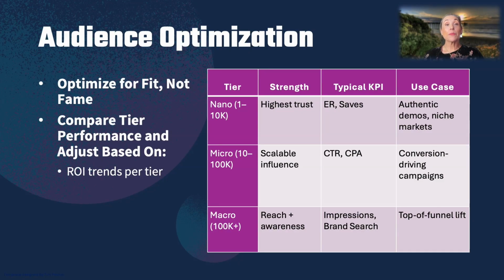Data hygiene, segmentation before reallocation. For scaling to be financially disciplined, data hygiene is paramount. You must always segment performance by tier before reallocating budget. This practice ensures that investment decisions are based on quantifiable efficiency rather than perceived popularity. Tracking CPA by creator tier is a critical metric for budget decisions. The metric cost per acquisition tells you the actual cost of gaining a new customer via a specific influencer.